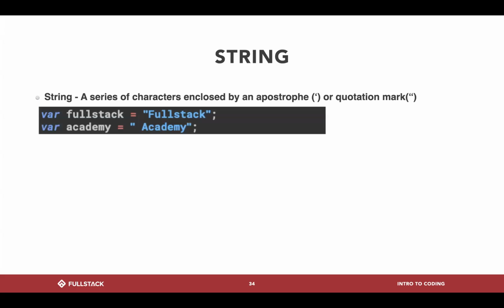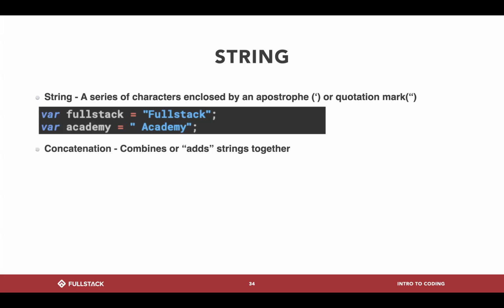So in this case, we have a variable fullStack, and the value stored in that variable is the string full stack. We have a variable academy, and the value stored in that variable is space academy, right? There's a little space in there. You can see because of the quotation, there's a little gap and then academy, where the other one doesn't. So that's what I mean by symbols. You can include things like spaces, or hyphens, slashes.